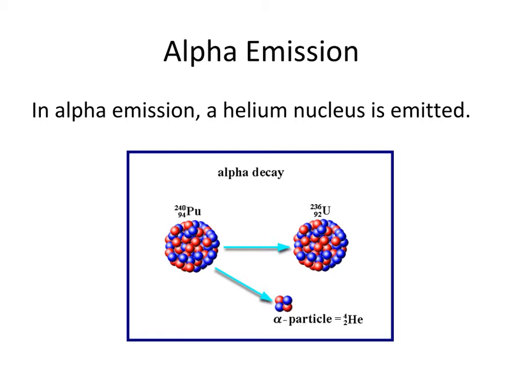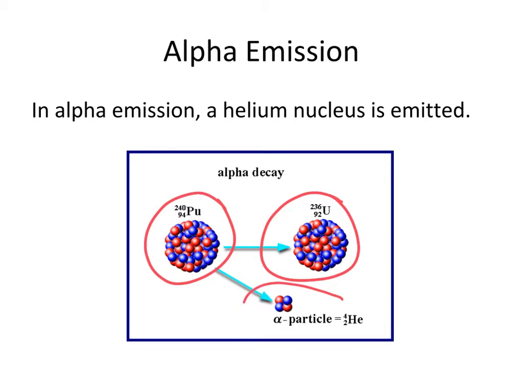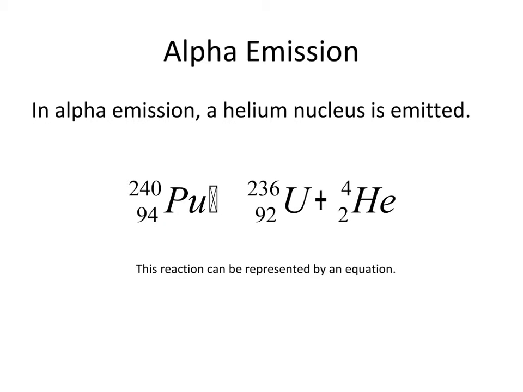With alpha emission, a helium nucleus is emitted. So here we see plutonium, after the reaction we're left with a uranium-236 nucleus, and there's our alpha particle. So that's the helium nucleus that's emitted. In alpha emission, we get something like this. So here's our example from the diagram.